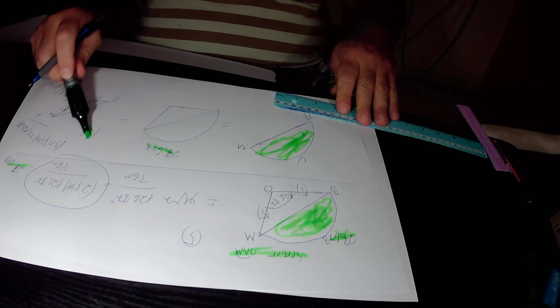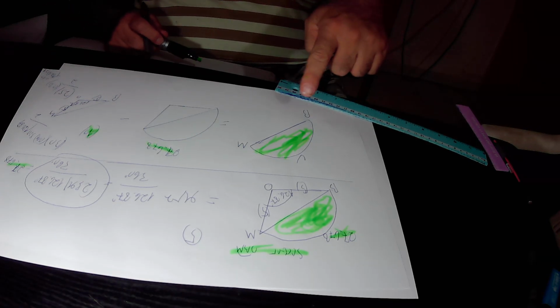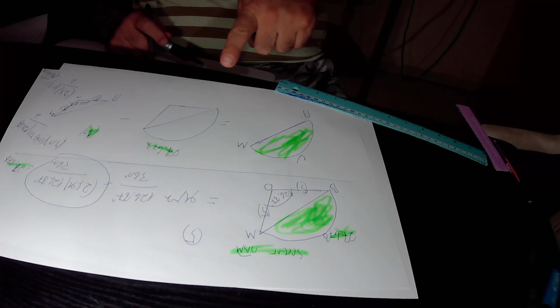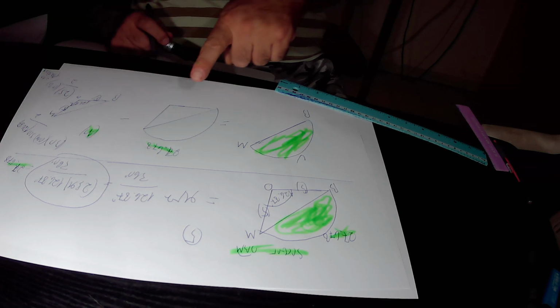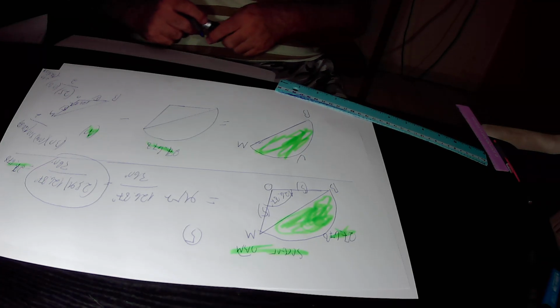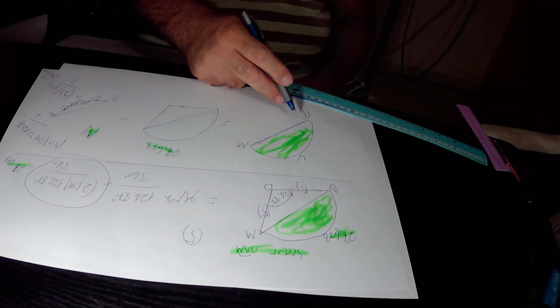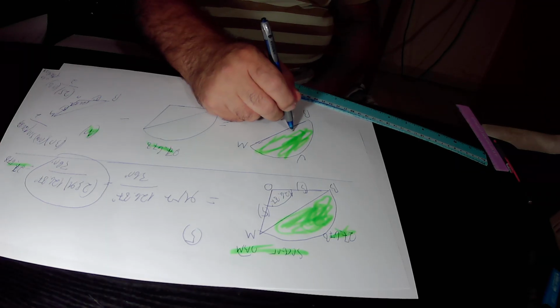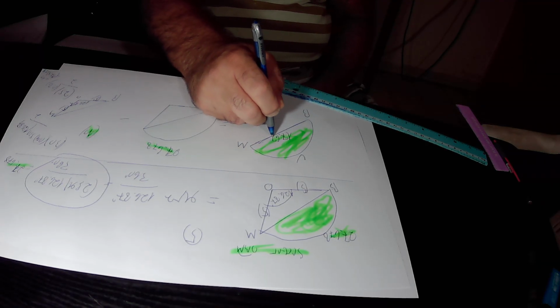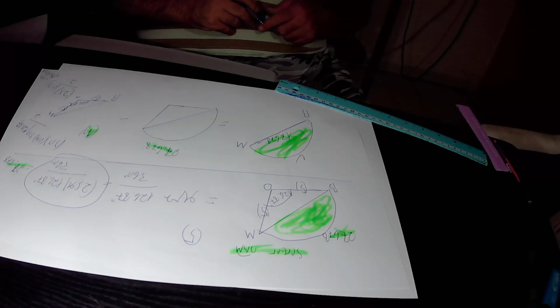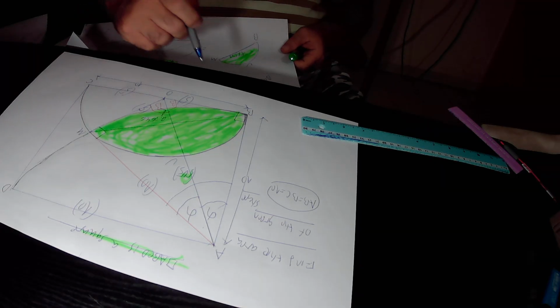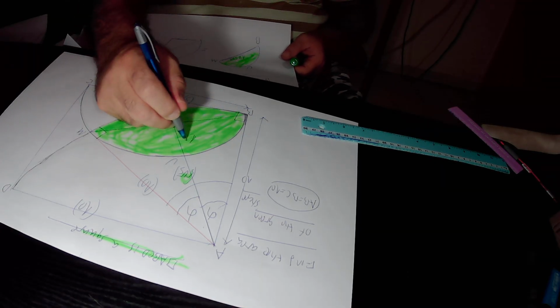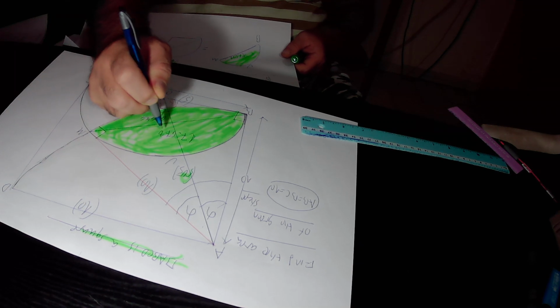And in total, the area of this upper segment BOM equals the area of sector BOM, that is 27.678, minus the area of triangle BOM, that is 10. 27.678 minus 10 is 17.678 square inches in its size. So the area of this upper segment BOM equals 17.678 square inches in its size.